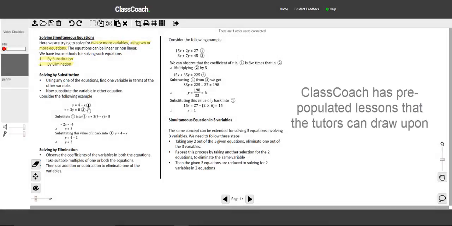Okay, great. Now look at the example on the screen. Can you see equation 1 is written in the form y equals 4 minus x, and then equation 2 is written as x plus 3y equals 8? Yes.